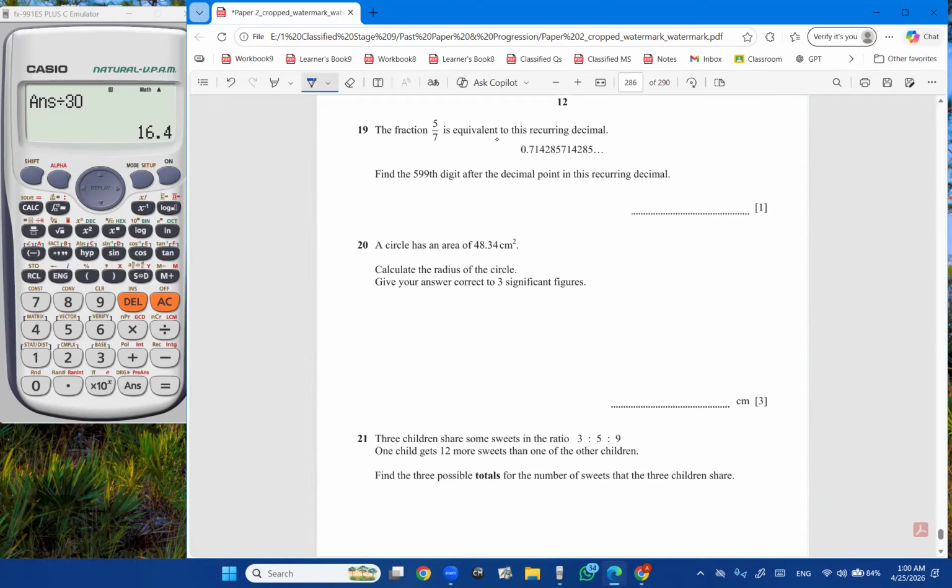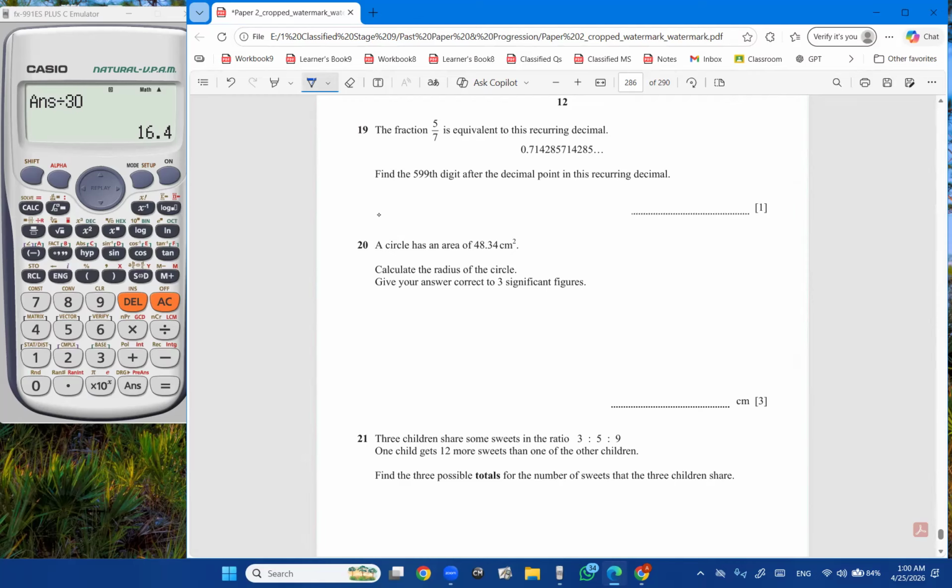The fraction 5 over 7 is equivalent to this recurring decimal. Find the 599th digit after the decimal point in this recurring decimal. You're not requested to keep counting, but you should notice that every, how many? 1, 2, 3, 4, 5, 6 digits. We've got a 6-digit pattern over here. These 6 digits keep repeating.